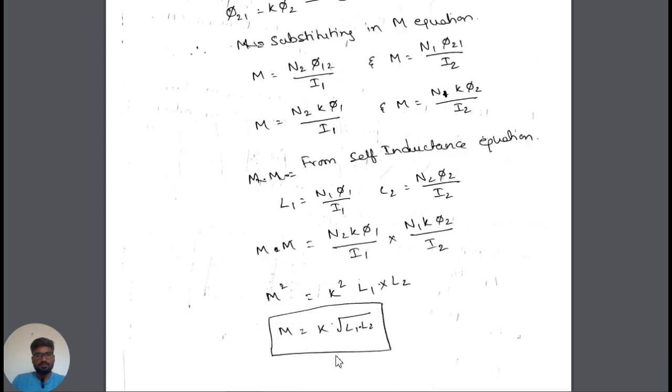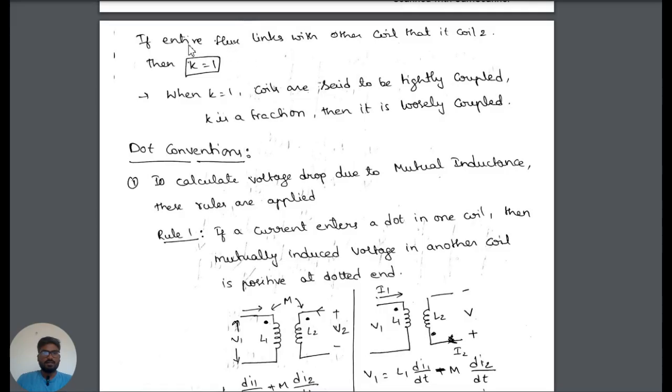In the final equation, if the entire flux links with the other coil, then the K value is 1. If K value is 1, then it is tightly coupled. If K value is fractional, it is loosely coupled.